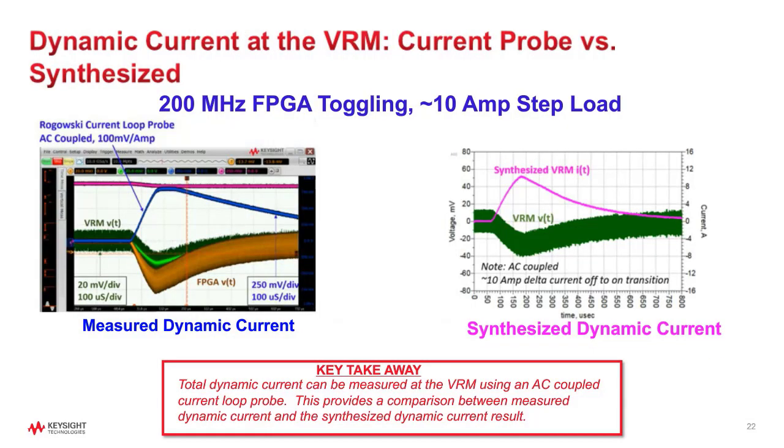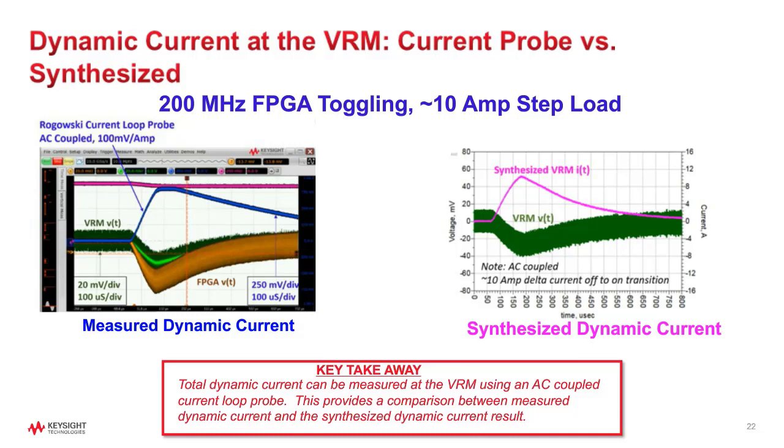The method of synthesizing dynamic current was validated with simulated voltages, but it is also good practice to cross-check the method with an actual measurement of dynamic current. This comparison of measured dynamic current versus synthesized is done with the load toggling at 200 megahertz to provide a large 10 amp step load in the steady state current. This large step load is easy to pick up with the Rogowski AC coupled current probe at the VRM and can be used to check how well the synthesized current correlates.